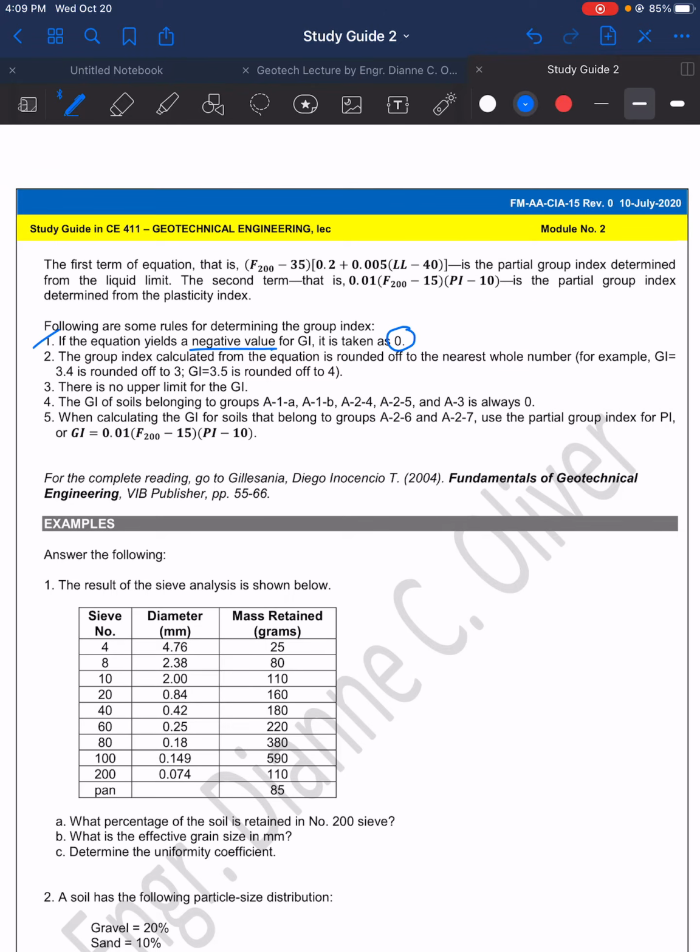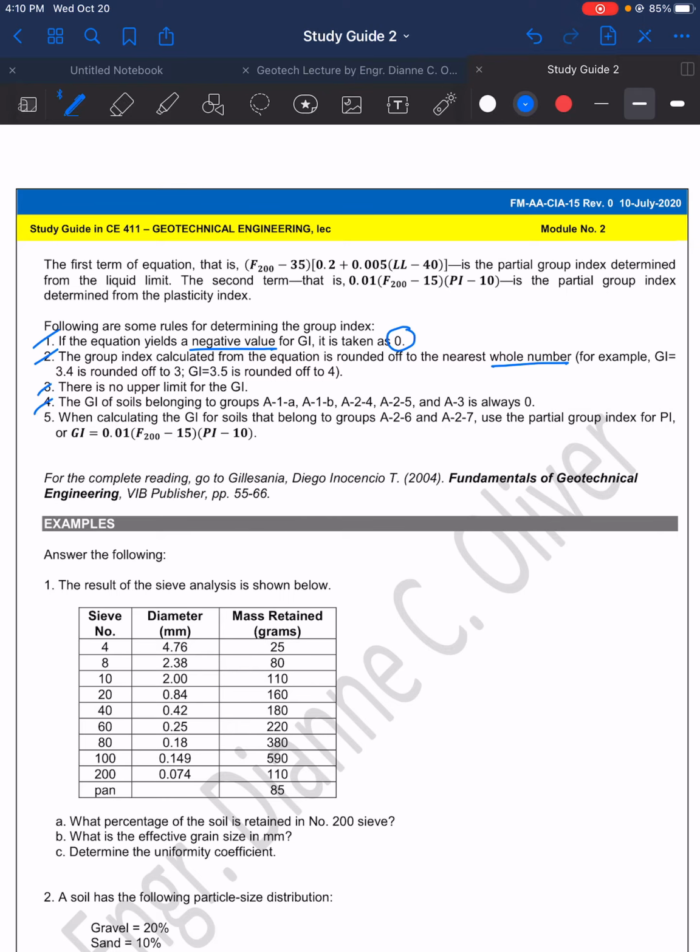Okay? So that's an example. The next rule is the group index calculated from the equation is rounded off to the nearest whole number. For example, if GI is 3.4, you must round off to 3. If GI is 3.5, you must round it off to 4. Okay, so GI should be a whole number. Next, the third rule: there is no upper limit for the GI.